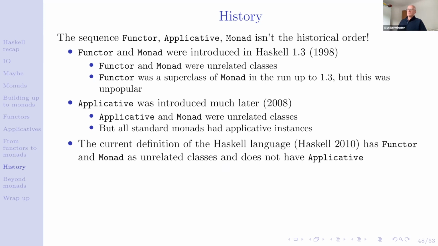The current definition of the Haskell language, so the standard Haskell, dates back to 2010. They're trying to get a more modern version of Haskell, but it's taken a while to come. And that's got functor and monad as unrelated classes and doesn't have applicative at all. So in standard Haskell, you've got functors and monads, you don't have applicatives, and there's no relation between functor and monad. But in terms of implementation, we've got the same thing, that all standard monads are applicative functor instances.